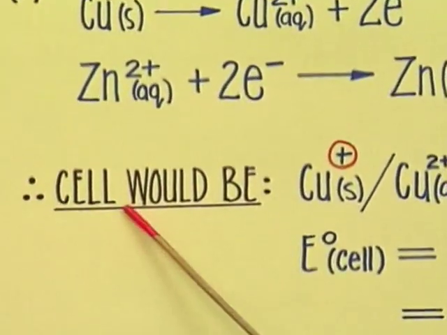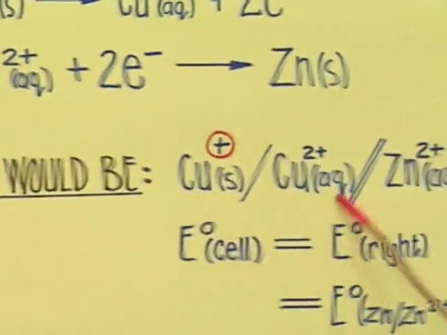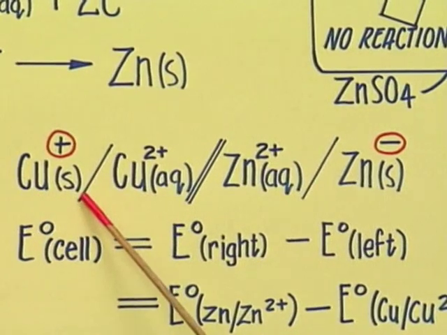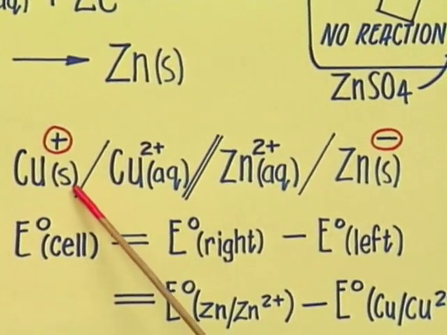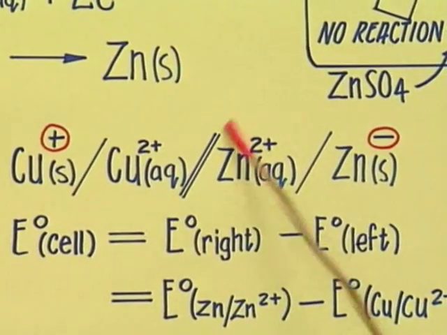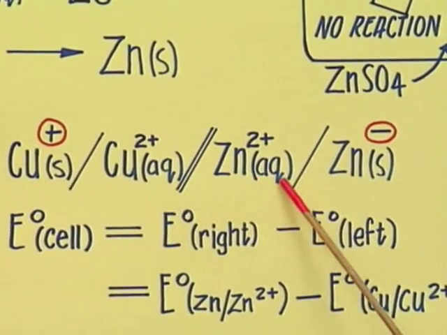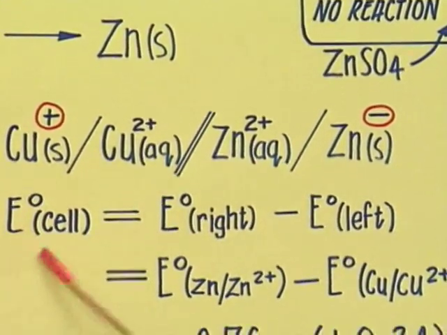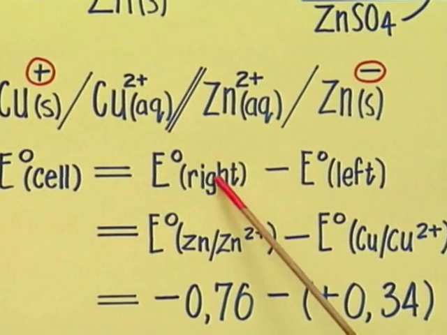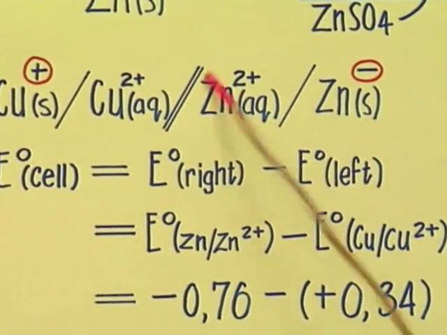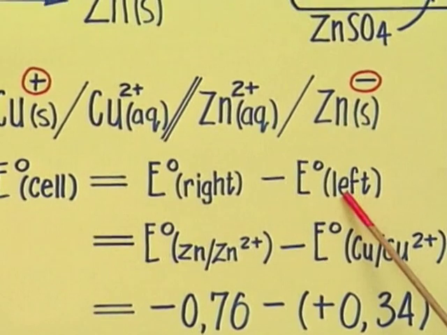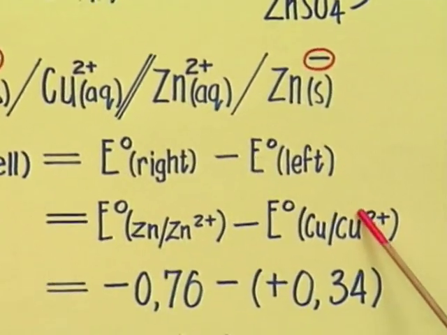And the cell reaction would be as follows. We'll have our copper half cell, the oxidation half cell, as usually written on the left, and the zinc half cell, as usual, written on the right. And the cell EMF would be calculated as follows, where right refers to the zinc half cell on the right here, and left refers to the copper half cell, which we have on the left.